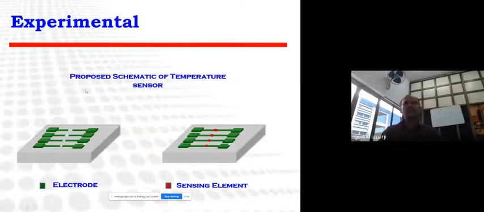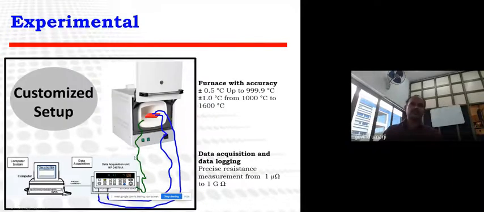Then we need a schematic for the device. The green color shows the electrode and the sensing element, that is the thermistor material. We have to photo pattern it in the gap between these two electrodes. So we vary the gap from 100 micron to 200, 300 micron, and we study the temperature dependent property.